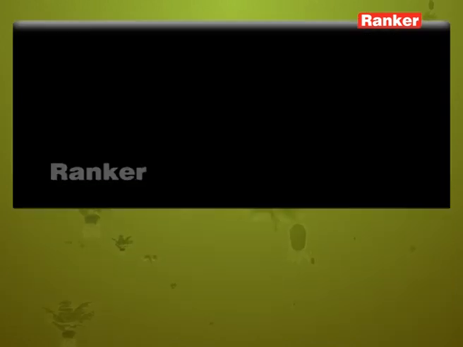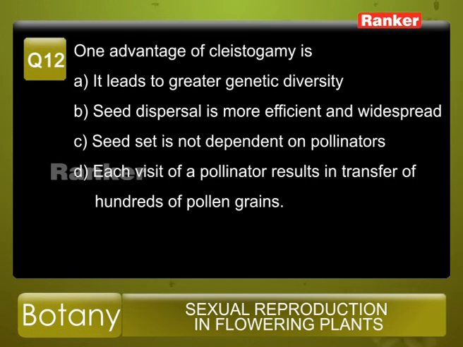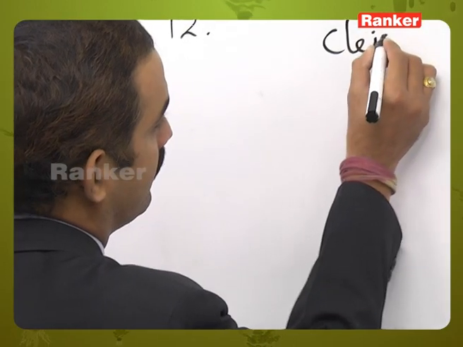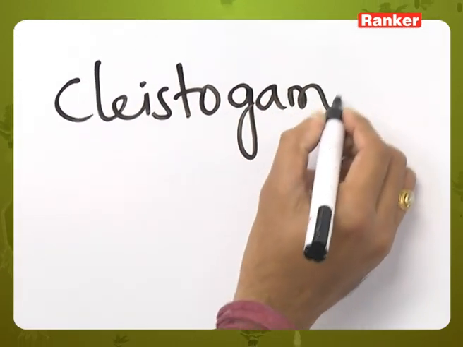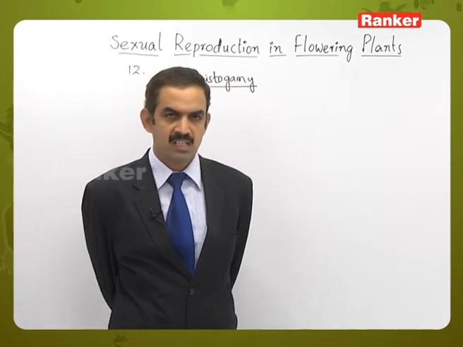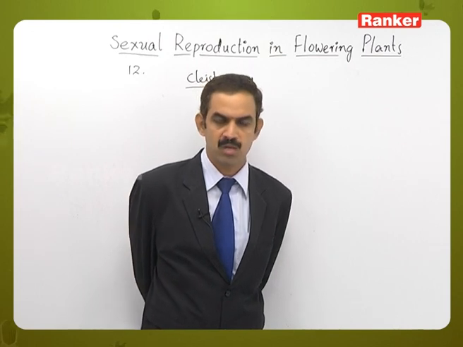Question number 12. One advantage of cleistogamy is, the given options are A, it leads to greater genetic diversity. Option B, seed dispersal is more efficient and widespread. Option C, seed set is not dependent on pollinators. D, each visit of a pollinator results in transfer of hundreds of pollen grains. So here, cleistogamy. In the pollination process, there are two conditions. One is called cleistogamy, and the other is called chasmogamy.